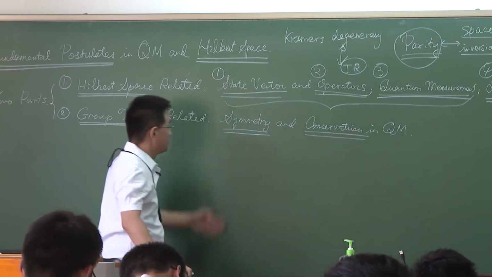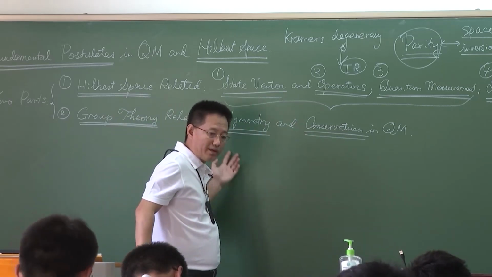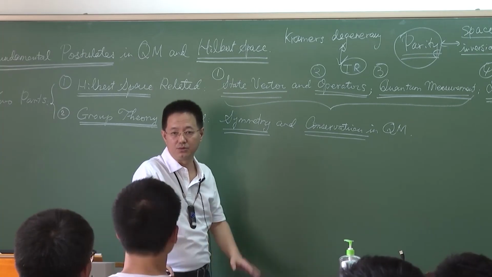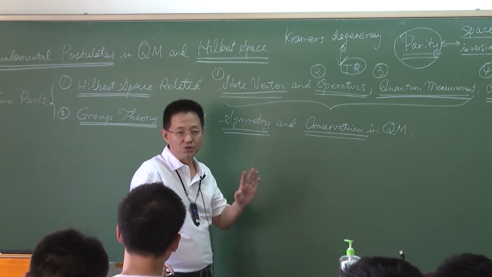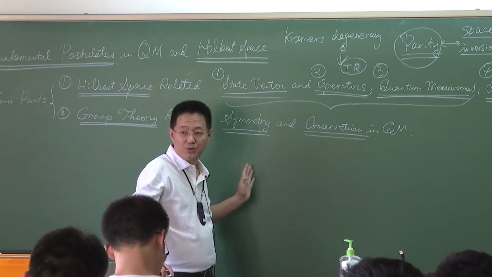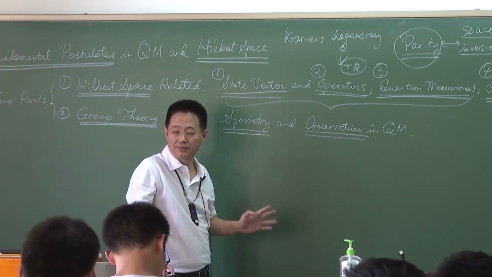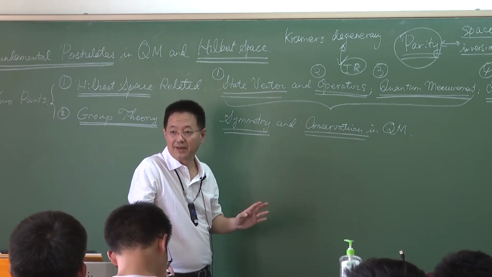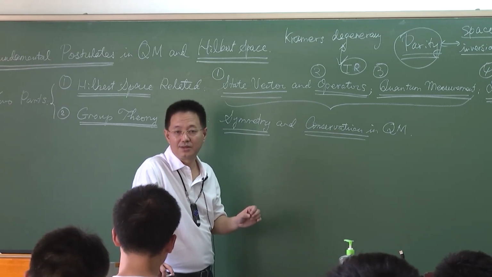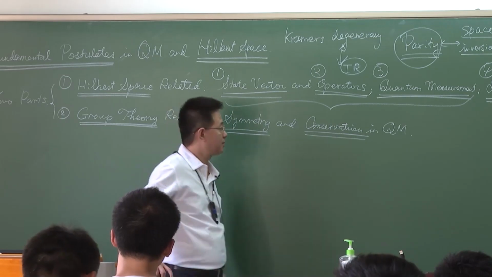Okay, so for each symmetry, each conservation, and each physical or quantum mechanical phenomenon, you should study the mathematical theory of symmetry related things, that is group theory. And we have two kinds of groups in our quantum mechanics. One is discrete symmetry. So we have the discrete group.